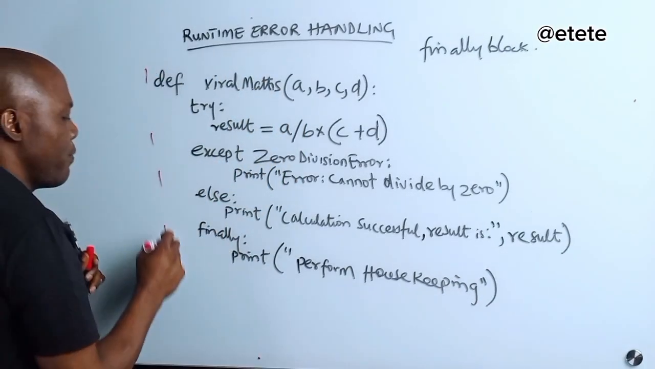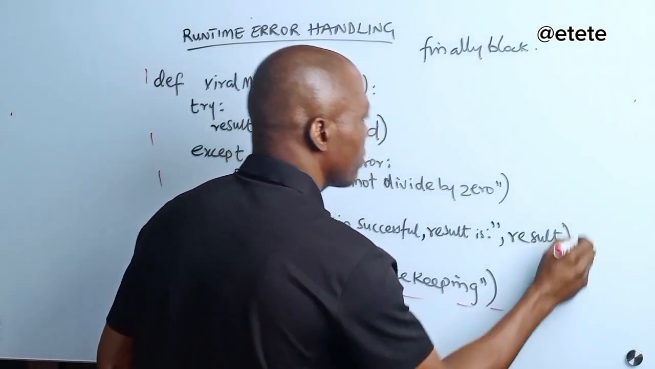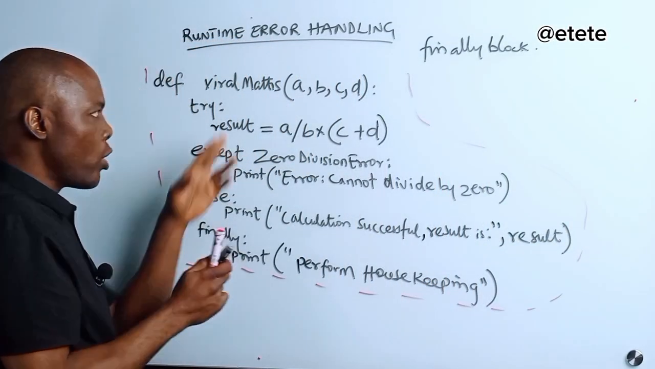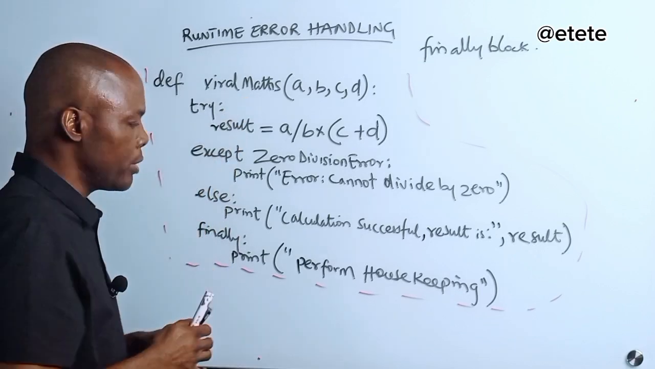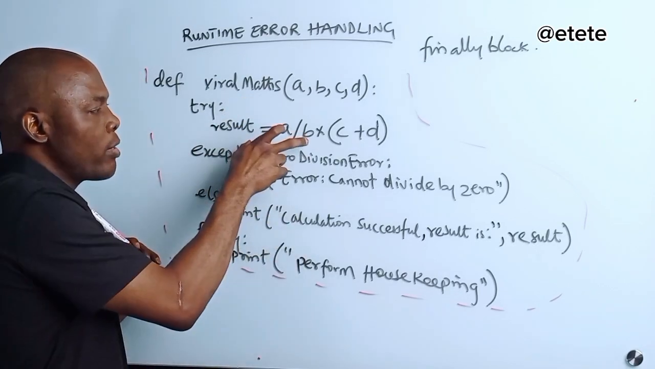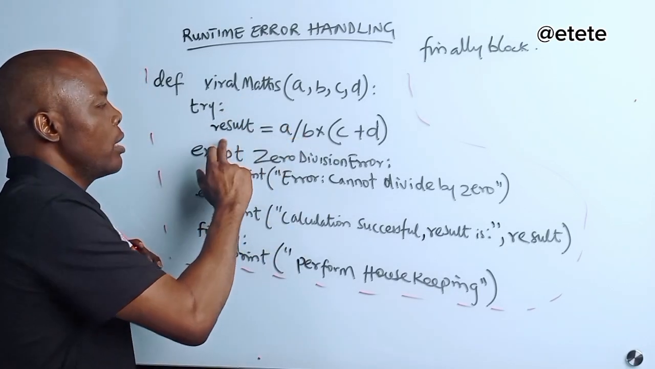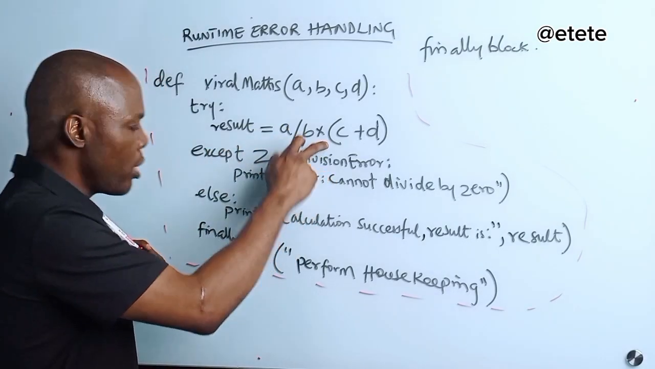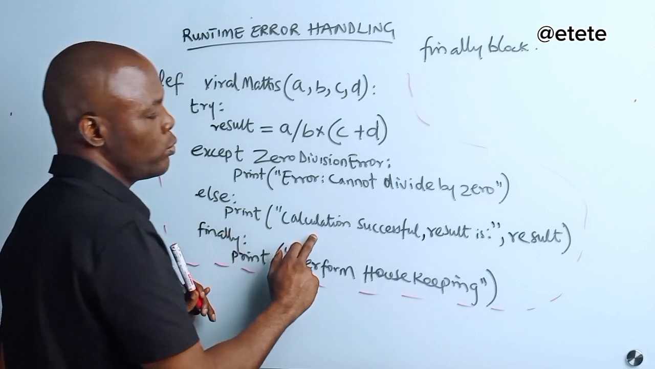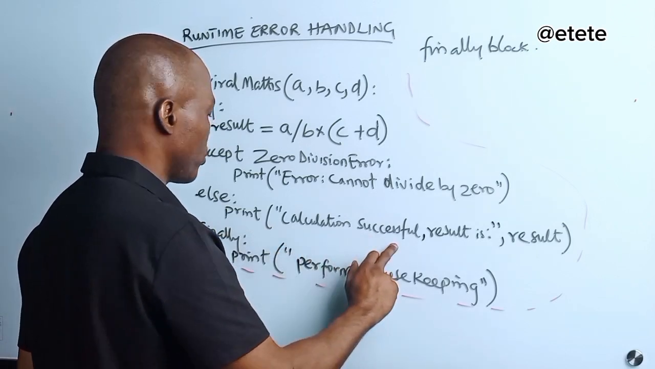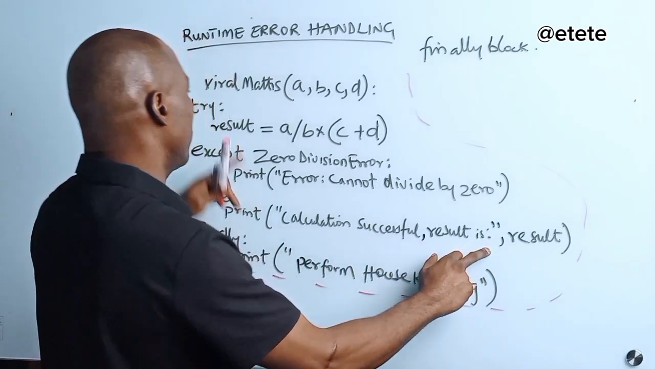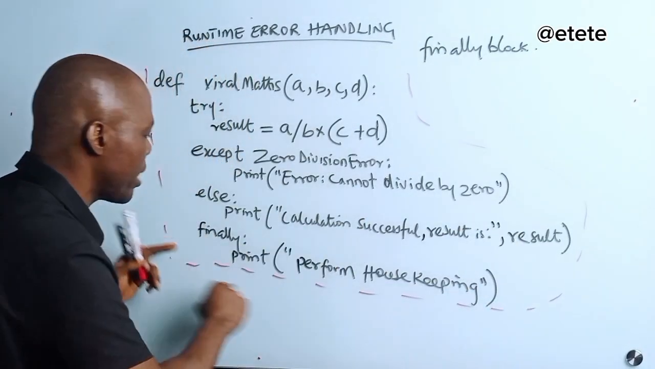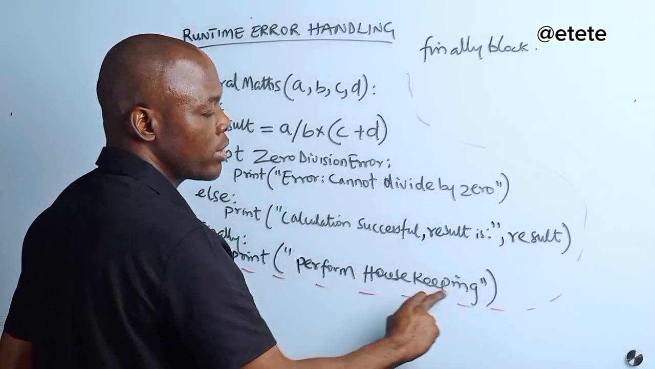Now this is my function. When I execute this program, when I call this function and supply parameters to it, if the calculation is done successfully, it will perform this calculation. If there is no error, it will come to this else block and print out calculation successful, result is, and bring out whatever is stored inside this result. Once that is done, it will now come here and say perform housekeeping.